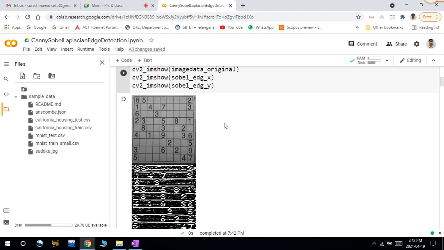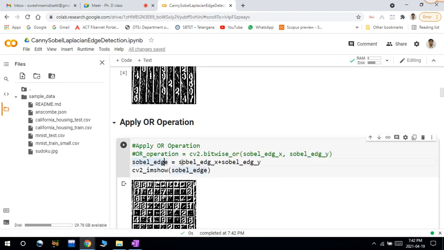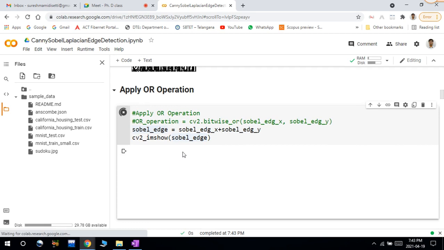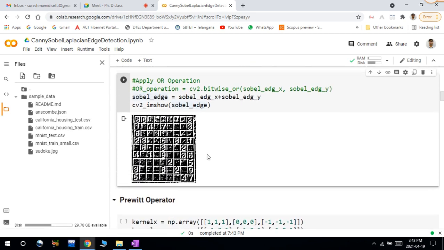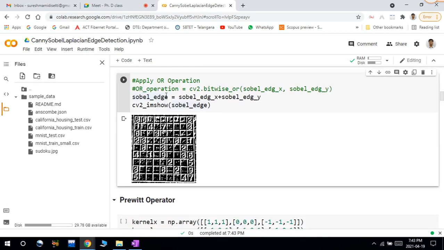Once after doing Sobel X and Sobel Y, what is the magnitude? What is the formula? Square root of gx square plus gy square. Otherwise, the simple formula is just adding gx and gy. So I am using the same concept, Sobel edge is nothing but adding just x and y, that is gx plus gy. After this, I will execute it. After adding, I will find both the edges. So by using this Sobel operator, I will find the edges from this image.